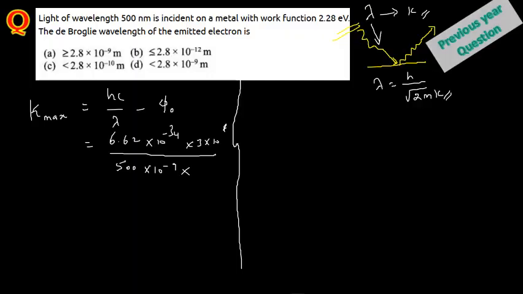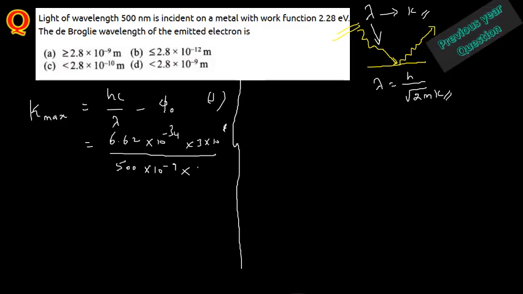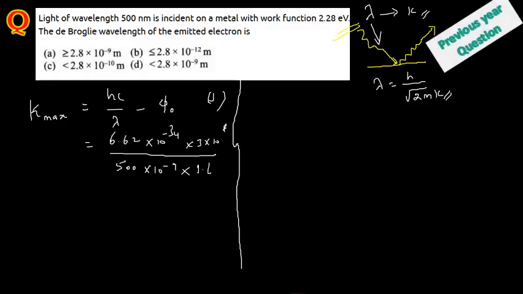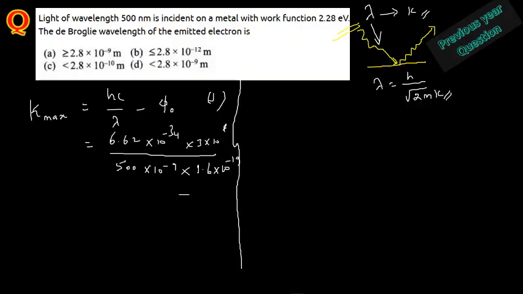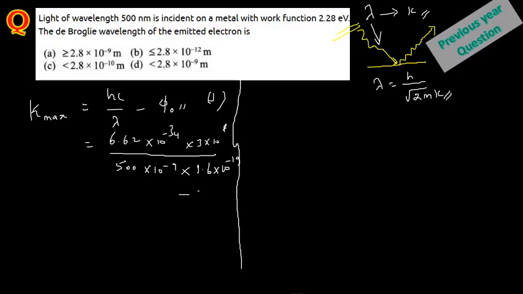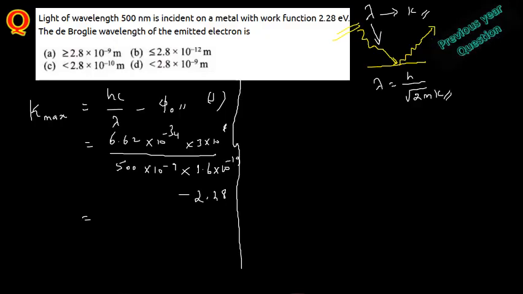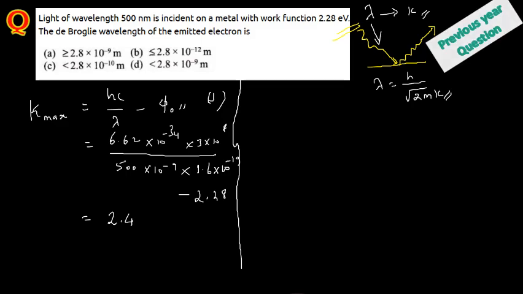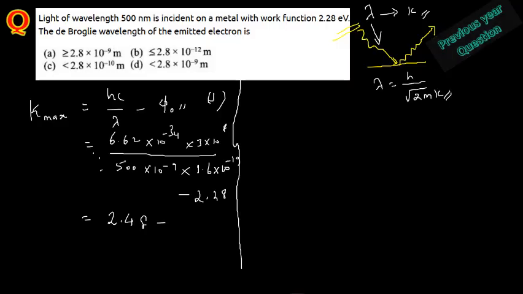And see here, the kinetic energy you are getting is in joule. If you want to convert it to electron volt, you divide by 1.6 into 10 power minus 19, and minus the work function value here, 2.28. Now you just cancel these steps. If you have a doubt, specify your doubt and I will explain separately. Because of the short time, I just write it down here. If you cancel the steps, what you are going to have here is 2.48 electron volt minus 2.28.